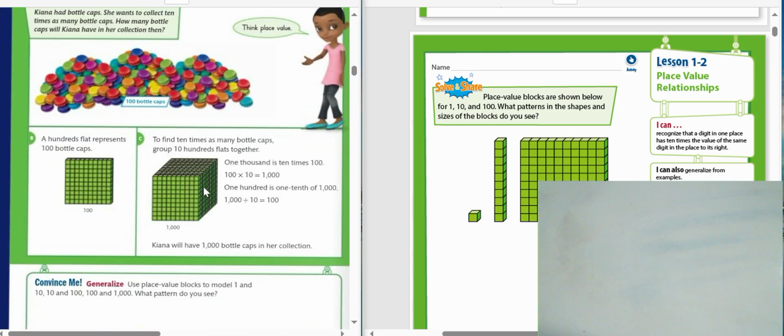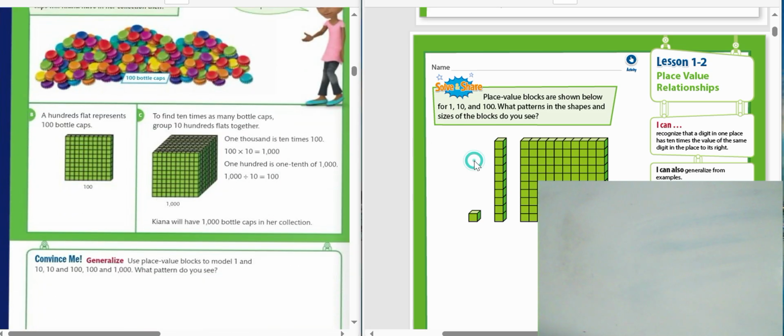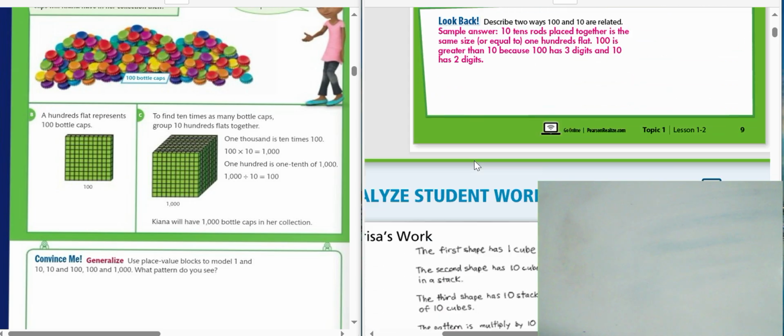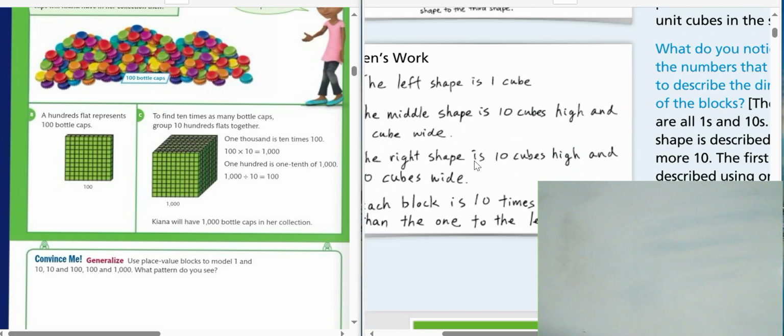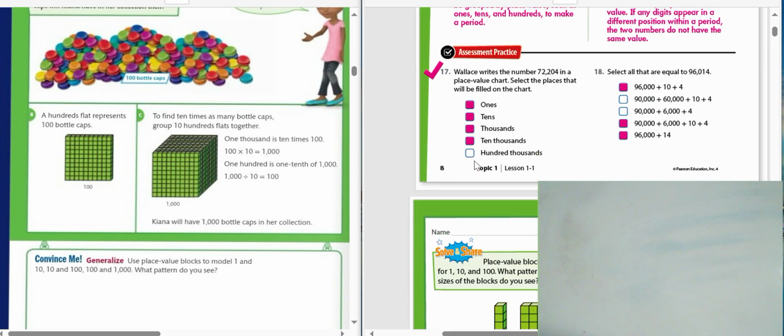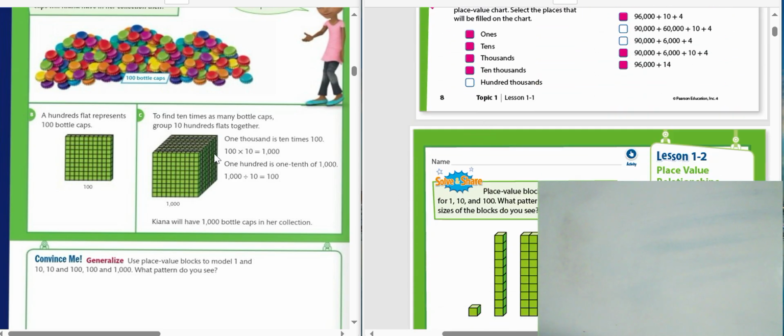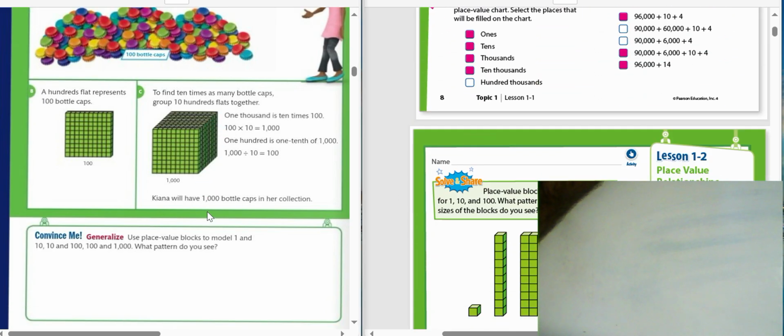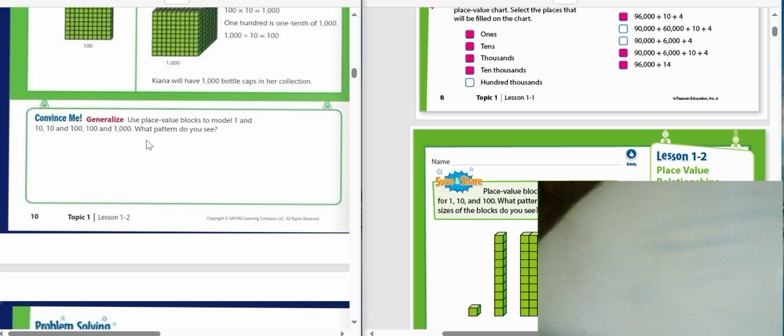Look at here about this page, number 9, hundreds like this. Last time we solved this example. Okay, this example is about using place value blocks, page number 10. Okay, blocks, we have the blocks here like this.